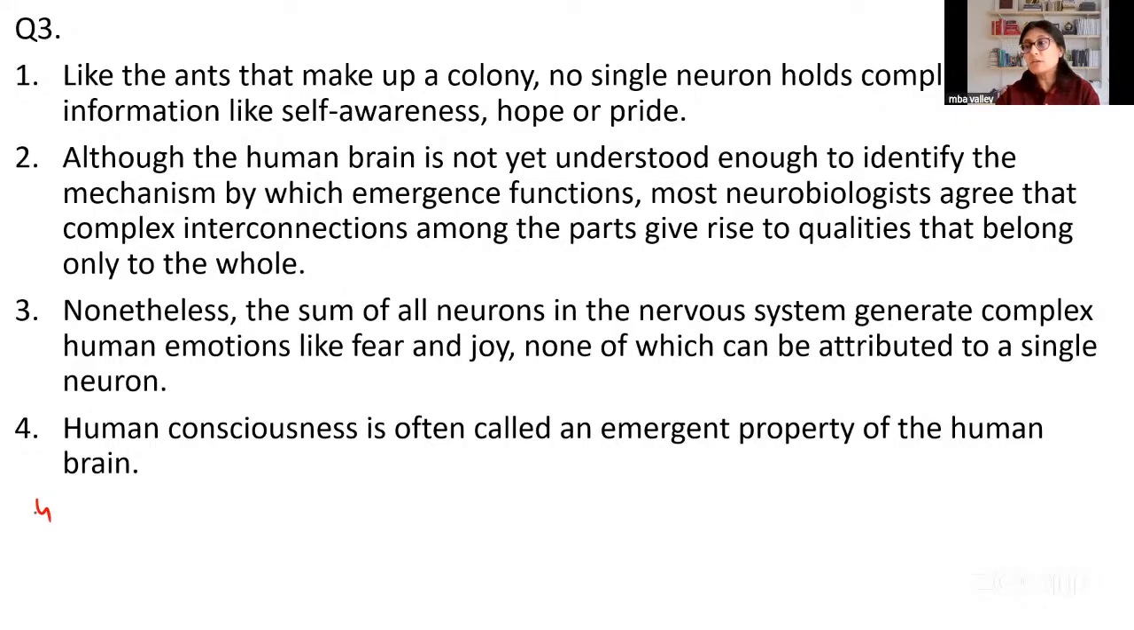Now look for a natural illustration कि क्या example हो सकता है. Sentence 1 देखो, like the ant that make up a colony, no single neuron holds complex information like self-awareness, hope, or pride. Like the ant that make up a colony. ये क्या है? Like the ants. This is a classic analogy that the author is trying to express. This is an analogy that the author is trying to make, right?